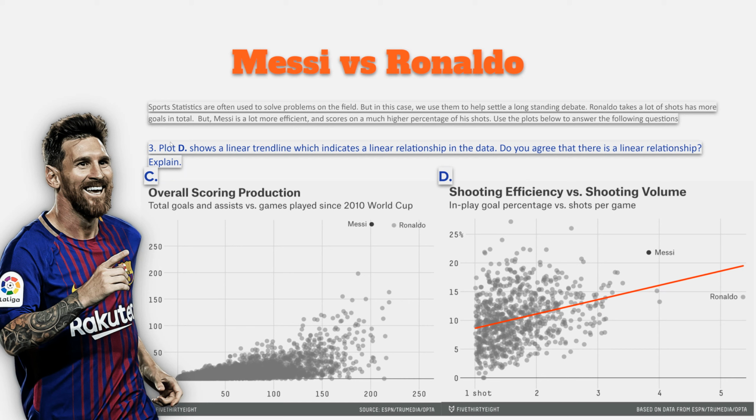So the question that we're going to answer here is based on plot D, which is this one here. This is a linear trend line. Do you agree that this is a linear relationship? I want you to explain if it is linear or if it should be a different type of relationship. So explain that to me, and then we'll move on to the next one.